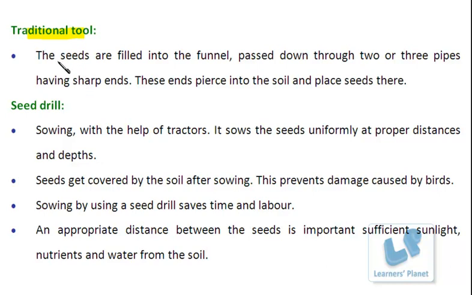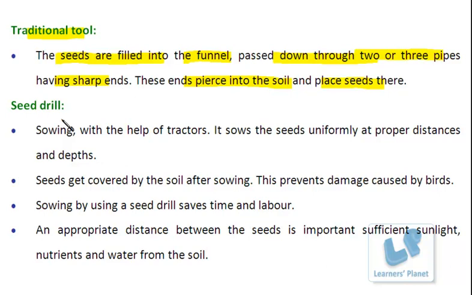So in this case, what happens? The seeds are filled in the funnel and then passed down into the soil. Two or three pipes with piercing, sharp ends are attached. So as this funnel is moved over the soil, these sharp ends pierce into the soil, and during this time the seeds are placed at a particular position. So this is one way of placing the seeds at the right position.